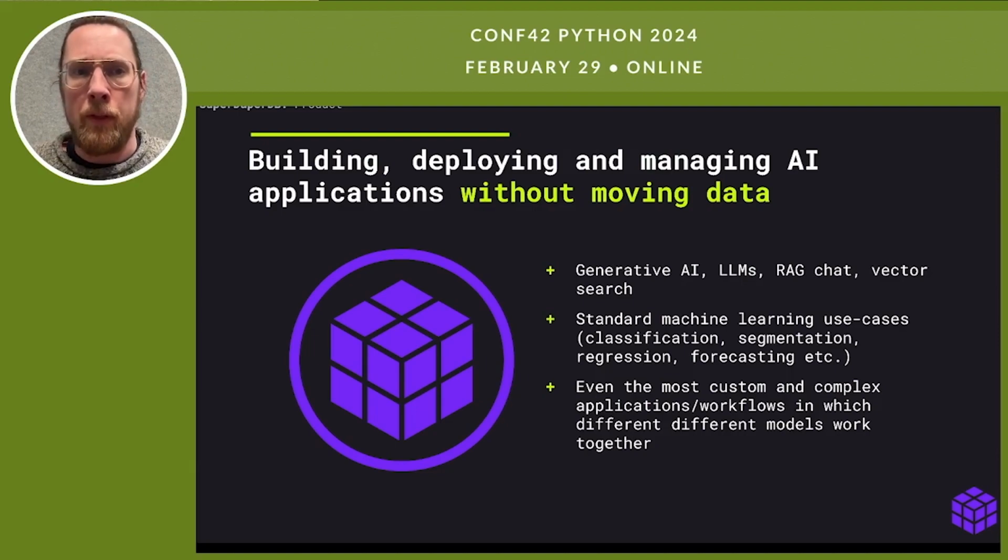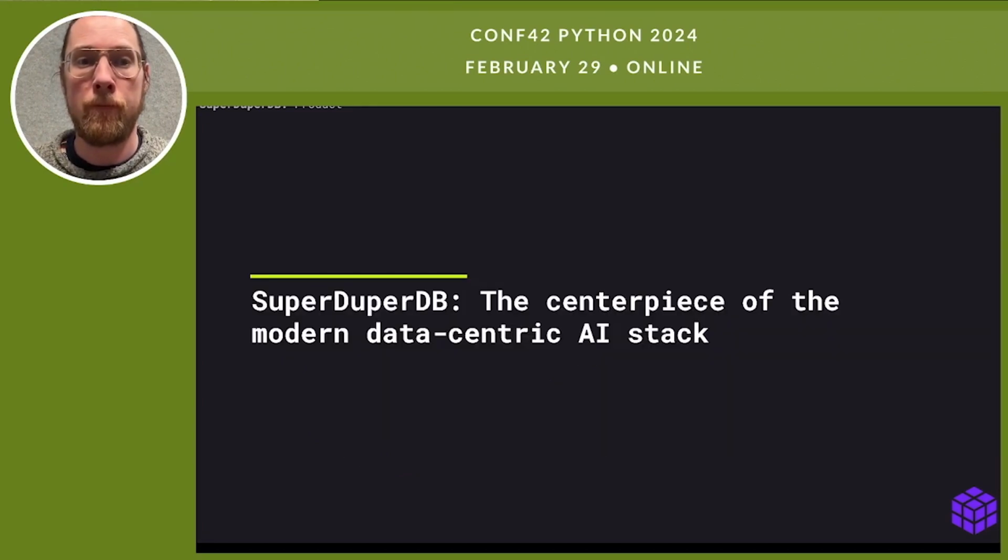With SuperDuperDB, you're able to build AI without moving data. And when I say building AI, I really mean the current state-of-the-art AI. So generative AI, including LLMs and so forth, also standard machine learning use cases, as well as custom workflows, which consist of combinations of these things. SuperDuperDB aims to become the centerpiece of the modern data-centric AI stack.